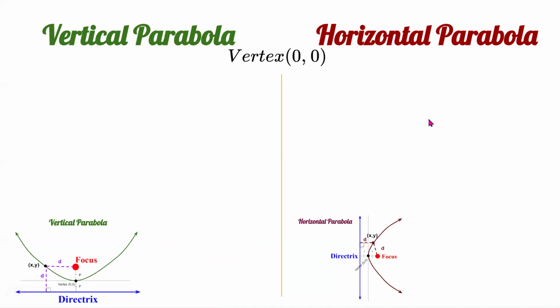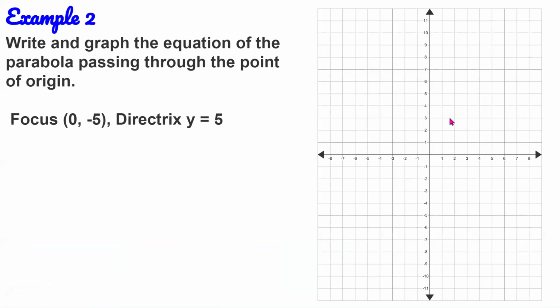Okay, so let's go back to my example. Let me go ahead and graph the focus. My focus is at the points 0, -5, and that is down here. My directrix is at y equals 5. So any value that I have for my y, no matter what x is, y is always going to be +5. Let me redo that because it's a little bit slanted. There you go.